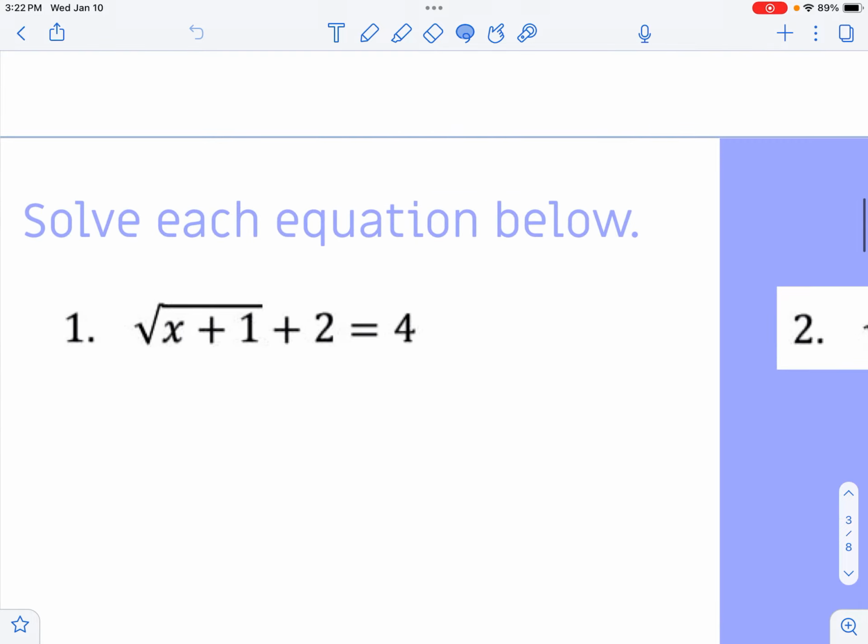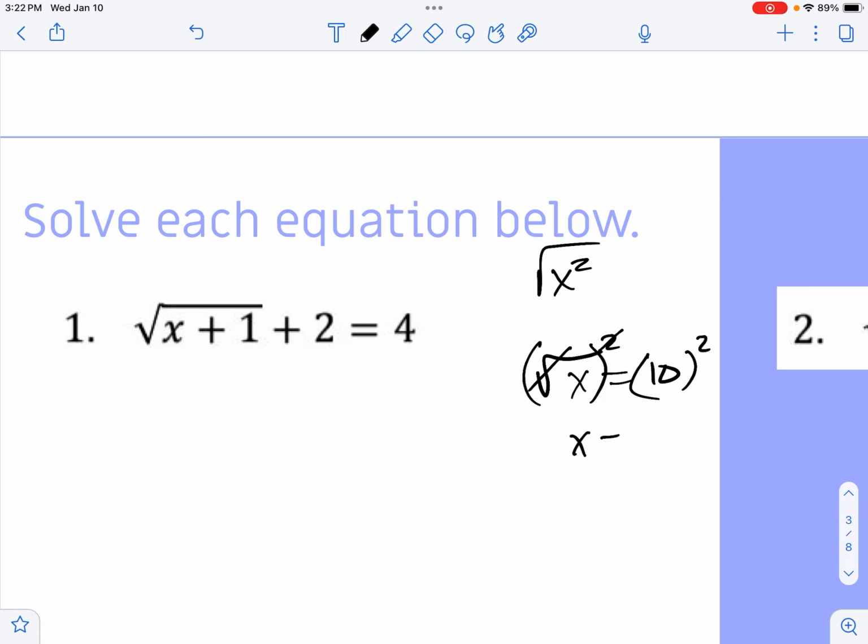Okay, so if I had basically just the square root of x equals 10, the opposite of squaring something is the square root. So the opposite of square root is to square it. When you square that square root, it cancels it out. So I would just get x equals 100, okay? So that's kind of what we're getting into. Get that square root by itself, okay, right here.